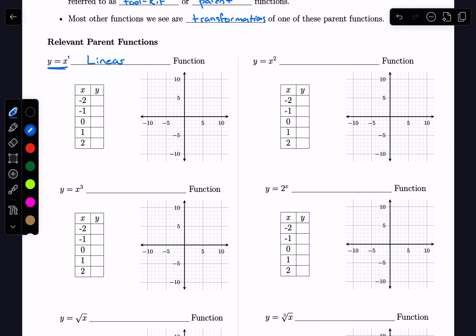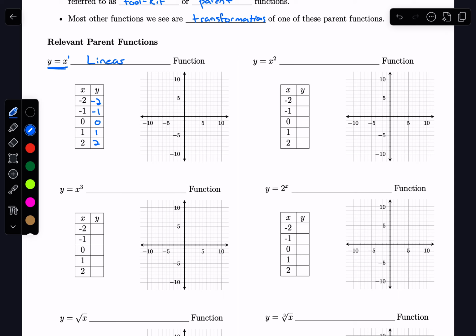And if we want to plug in all these x values you see in the table, well, nothing's going to happen to them because the equation is just y equals x. So we're not going to do anything to them. So if you plug in -2, you output -2. Plug in -1, you output -1. 0 goes to 0, 1 goes to 1, 2 goes to 2.